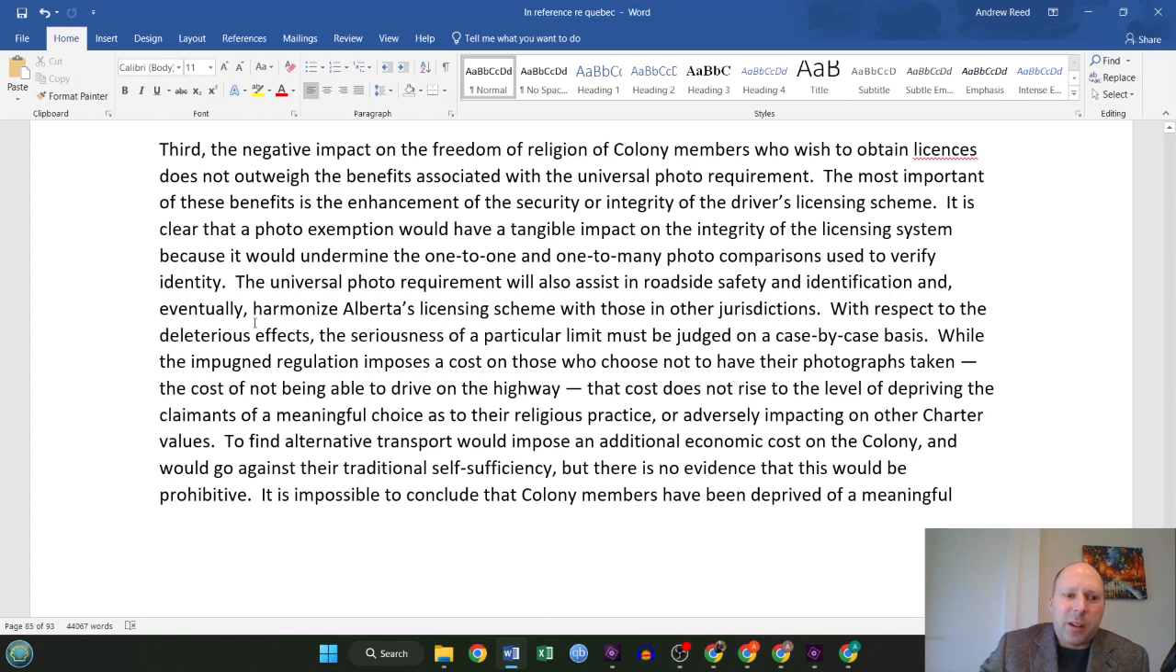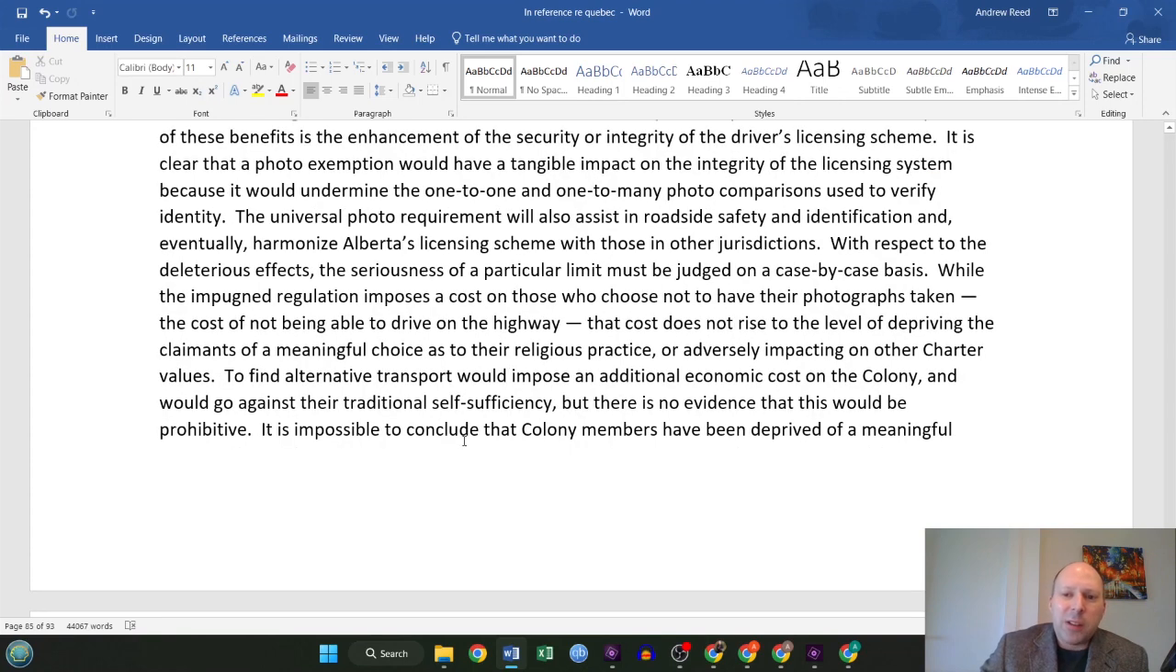So with respect to the deleterious effects, the bad effects, the seriousness of a particular limit must be judged on a case-by-case basis. So while this regulation does impose a cost on those who choose not to have their photographs taken, the cost of not being able to drive on the highway, that cost does not rise to the level of depriving the claimants of a meaningful choice as to their religious practice, or adversely impacting on other Charter values. To find alternative transport would impose an additional economic cost and would go against their traditional self-sufficiency, but there's no evidence that this would be prohibitive.